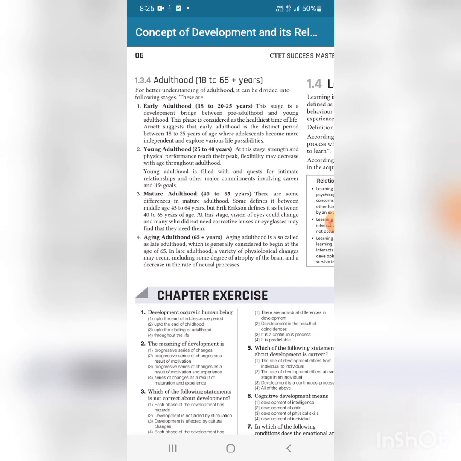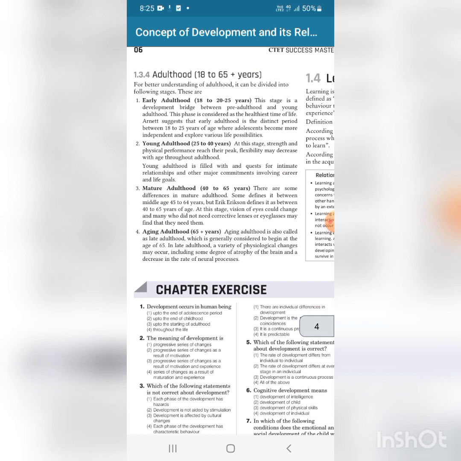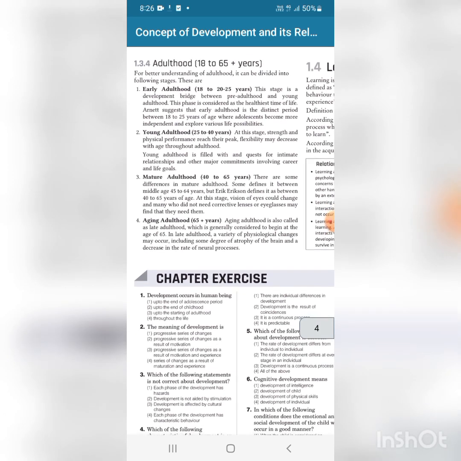Now, mature adulthood, which is from 40 to 65 years, there are some differences in mature adulthood. Some defines it between middle age 45 to 64 years, but Eric Erikson defined it as between 40 to 65 years of age. At this stage, vision of eyes could change, and many who did not need corrective lenses or eyeglasses may find that they need them.